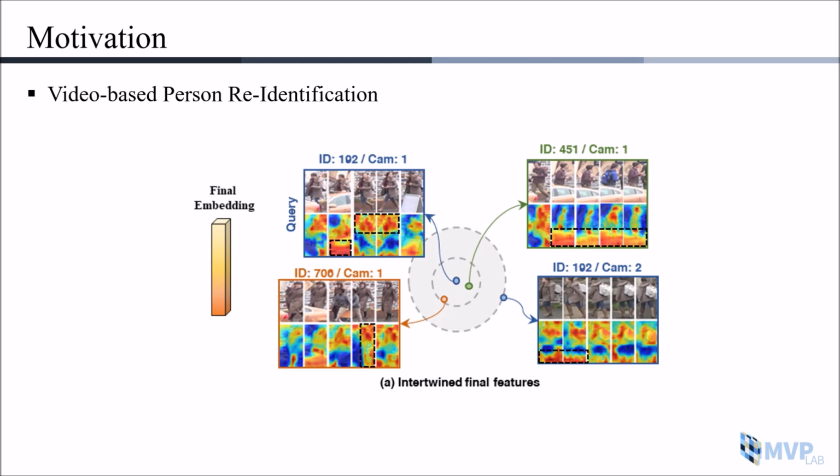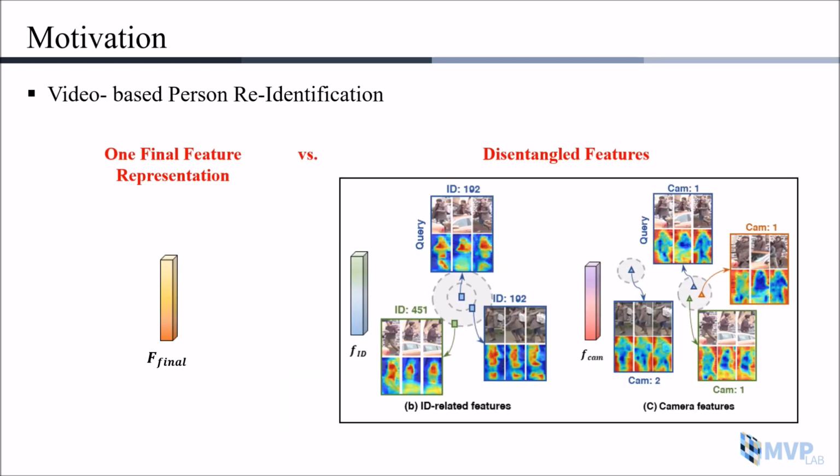As the final embedding includes the semantics of the background, the network retrieves the video with a different ID and similar background to the query video. This problem happens because the previous method extracts one final feature intertwined with not only ID information but also background information. So we came up with an idea to make final features resistant to the background information by disentangling features into ID features and camera features.